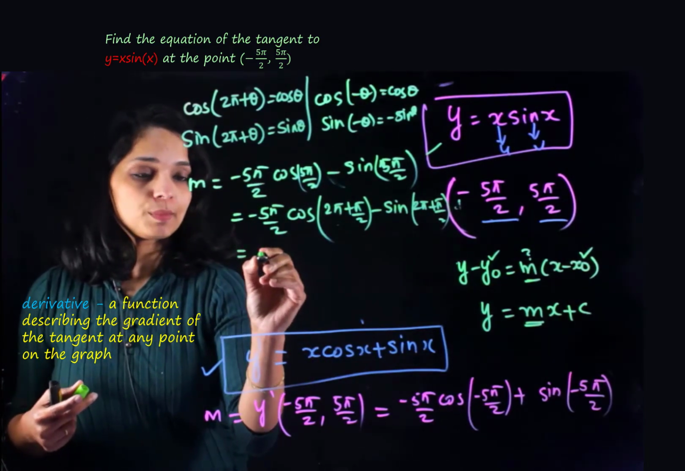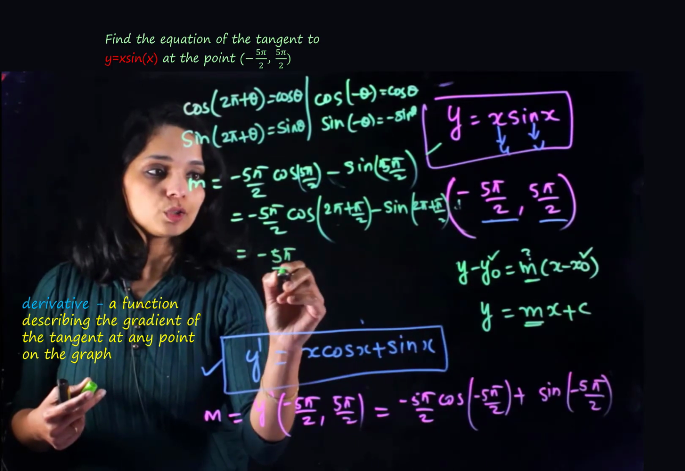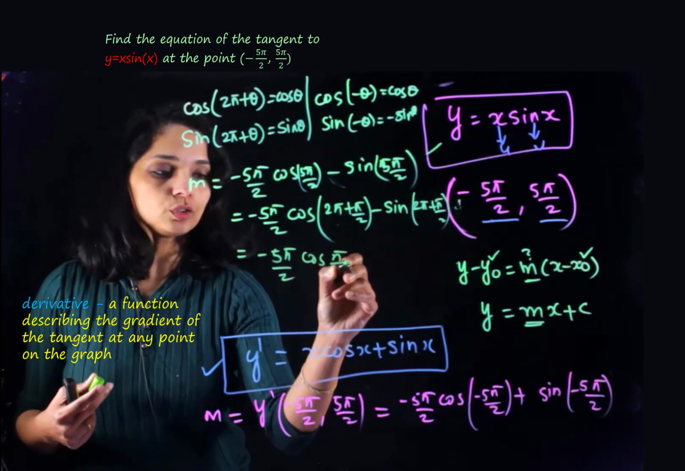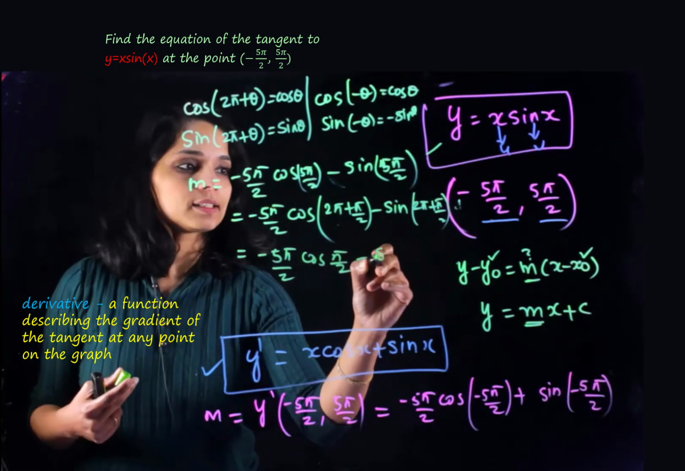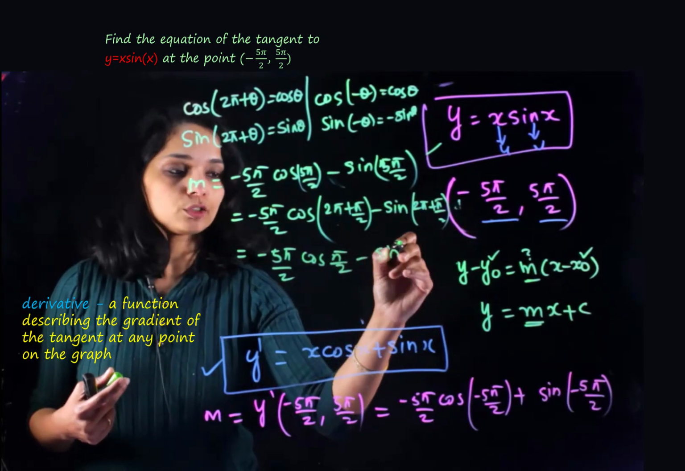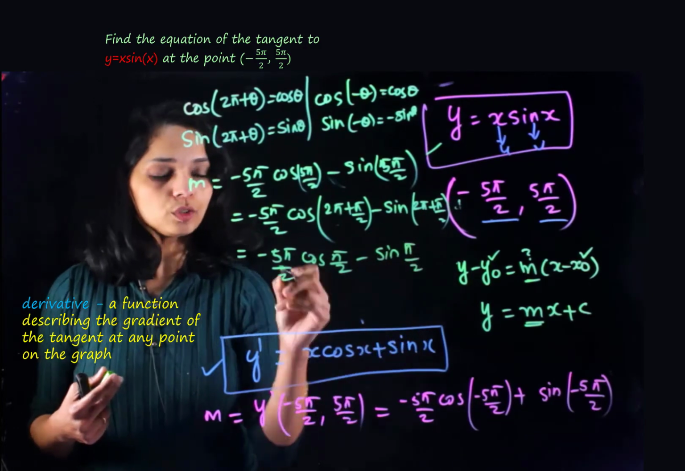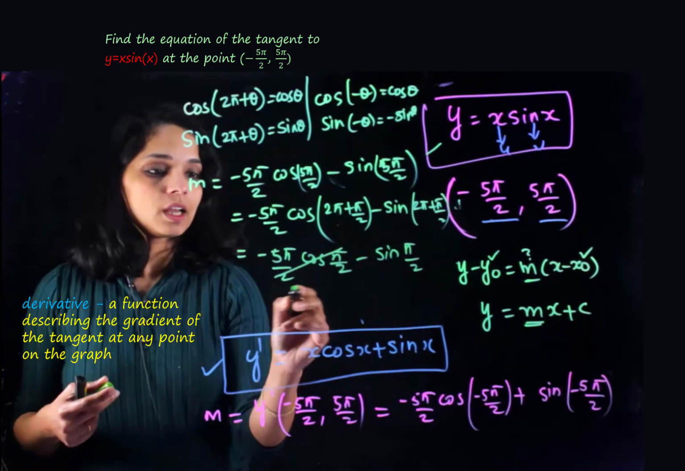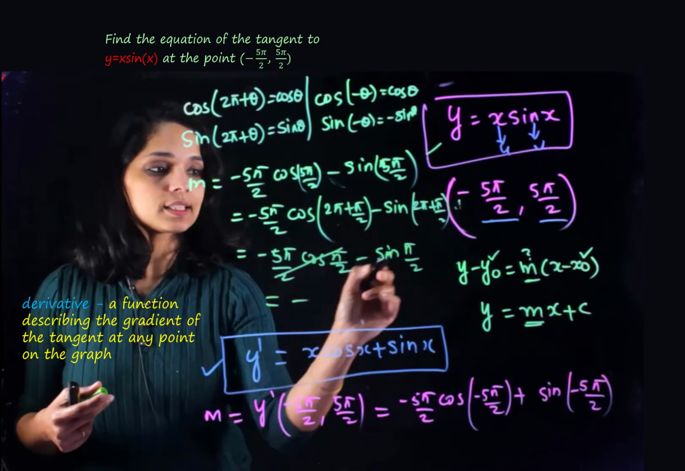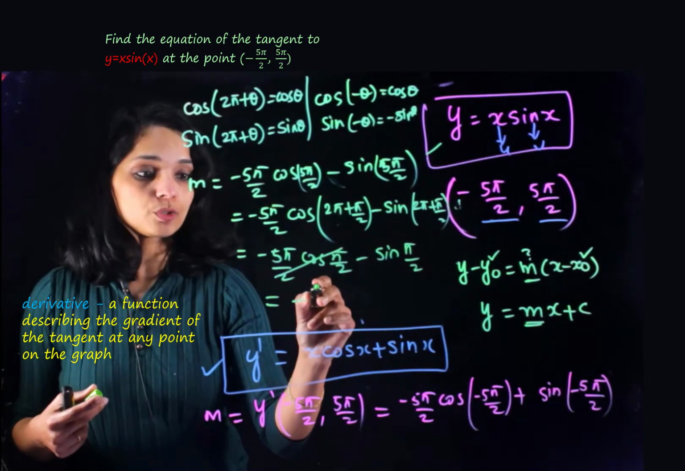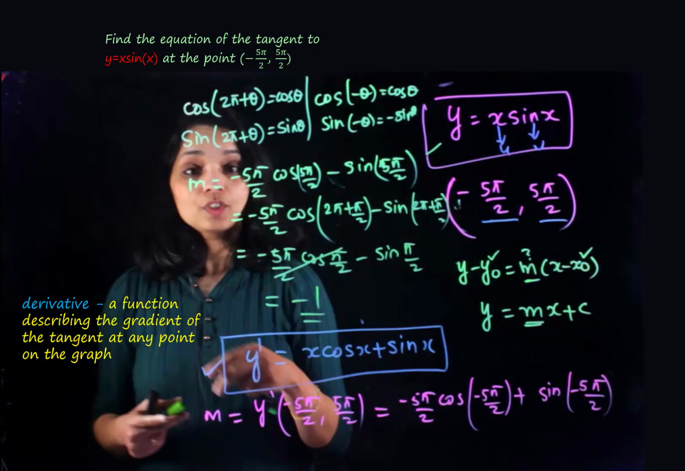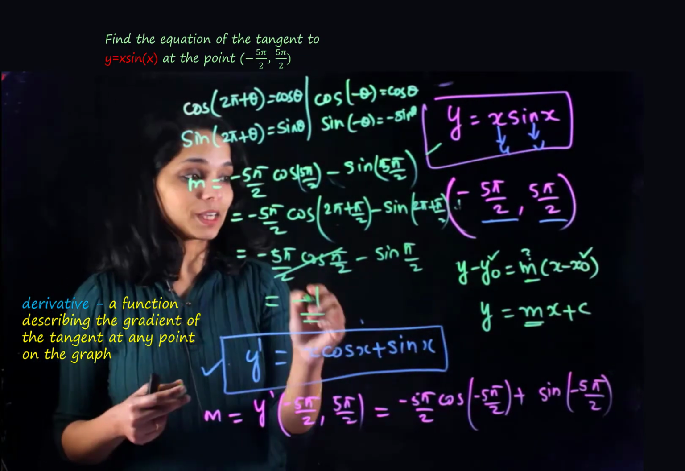So this simply becomes minus 5 pi on 2 cos pi on 2 minus sine of 2 pi plus pi on 2, which is sine pi on 2. And cos pi on 2 is 0, so this term cancels out, and this is minus sine pi on 2. Sine pi on 2 is 1, so this is nothing but minus 1. So the slope of the tangent is minus 1.